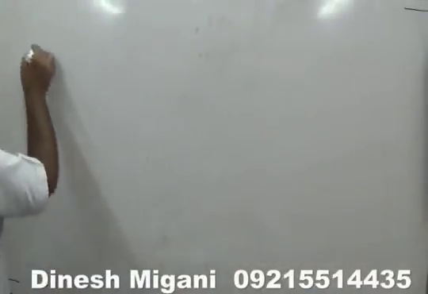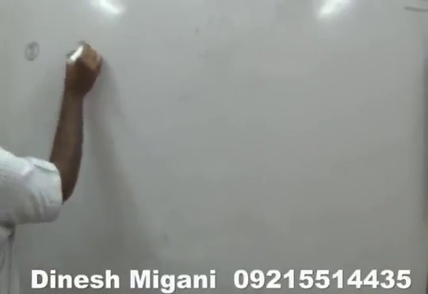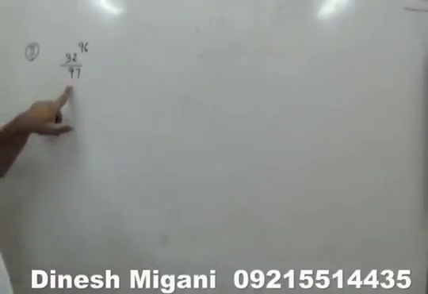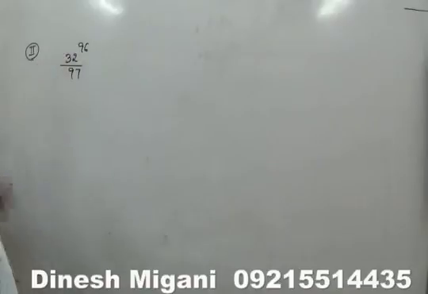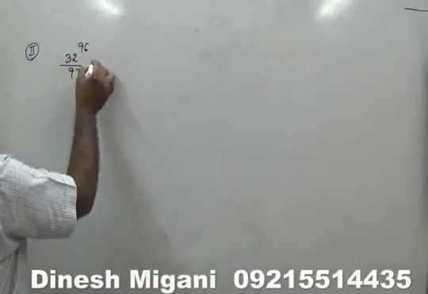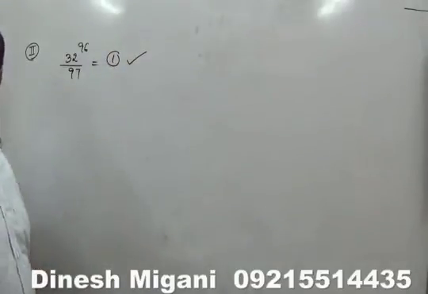Now we take the second type of problem here, that is based on the theorem that I earlier told you. 32 raised to power 96 by 97. Can you tell what is the remainder? Easily, because 97 is a prime number. We know that 32 raised to power 97 minus 1 divided by 97, the remainder is 1. So my answer is simply 1. So I can say the remainder is 1.